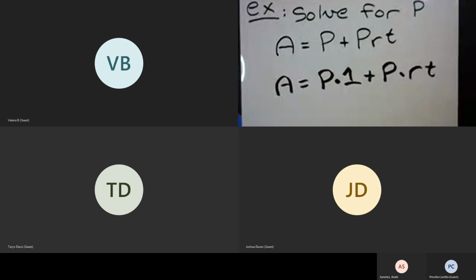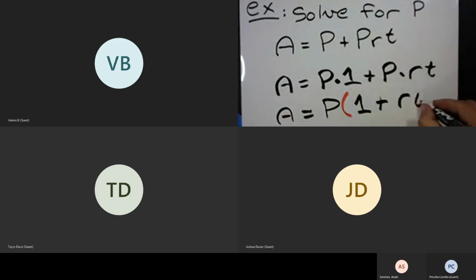And rely a little bit on your mathematical experience. We got P in two places. This looks like P's been distributed. So let's reverse that distribution. So if you think about this, if we go P times 1, P times RT, like we're distributing, we're going to get the original equation.